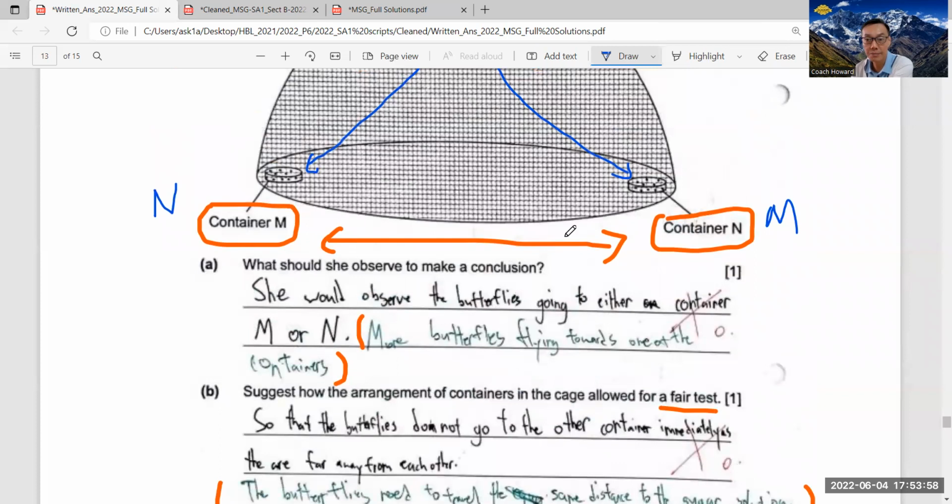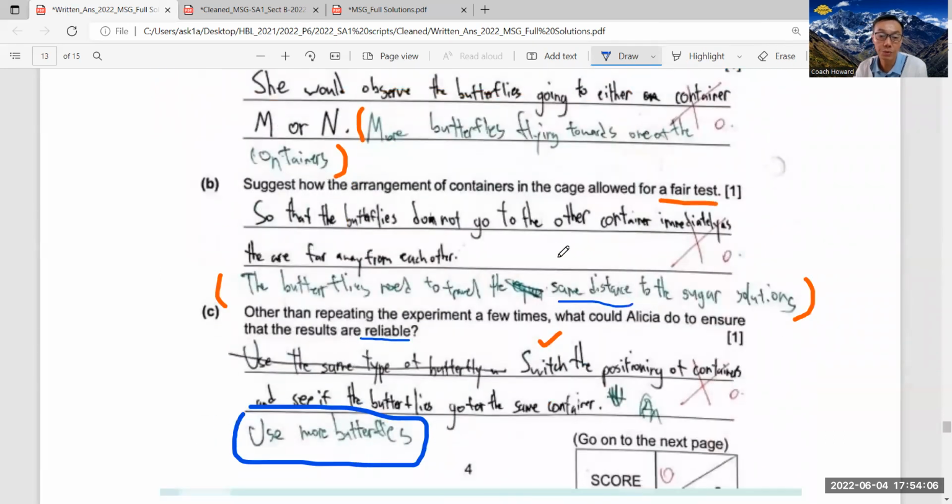Because you switch the position. Yeah. So it's not due to the location, but due to the distance. Okay, the student were told to do the correction by saying use small butterfly. So use small butterfly is also another reason. But personally, I would accept this reason. Okay. Switching the position of the container.